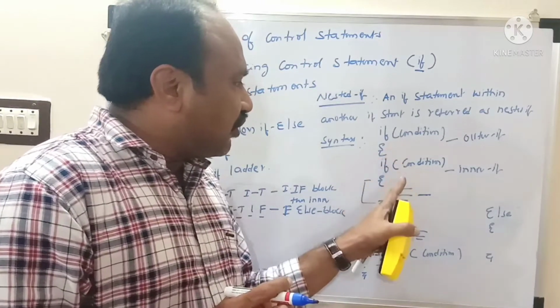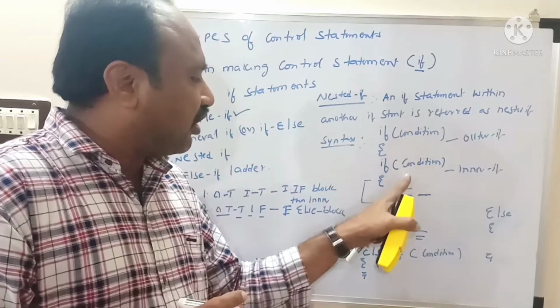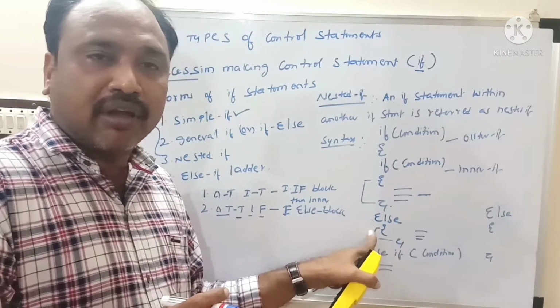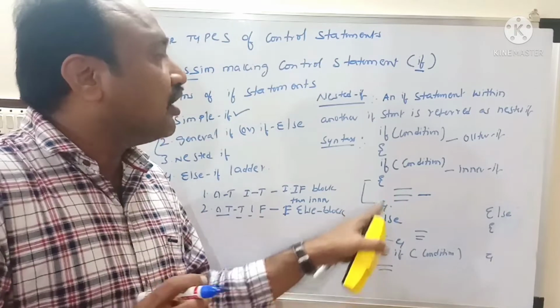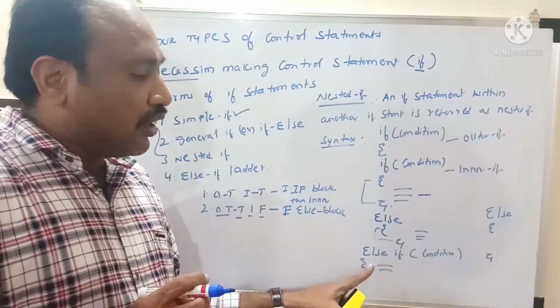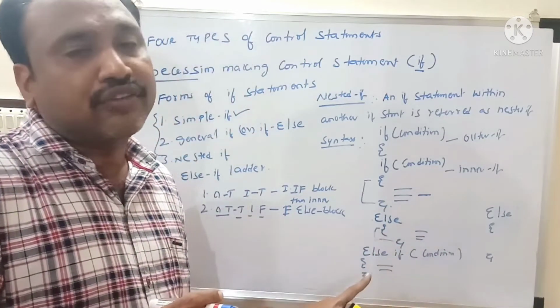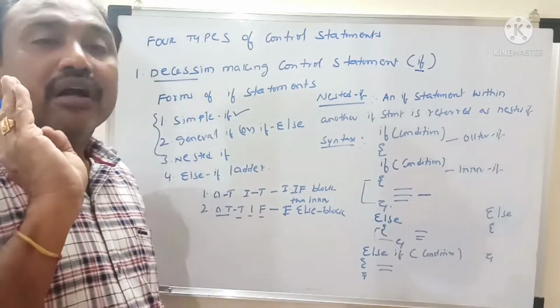Outer if condition true, inner if condition true, inner if will be executed. Outer if condition true, inner if false, then the inner else block will be executed. Third case is outer if condition true, then go to the else if block. Check the condition. The condition is true, the else if block will be executed.